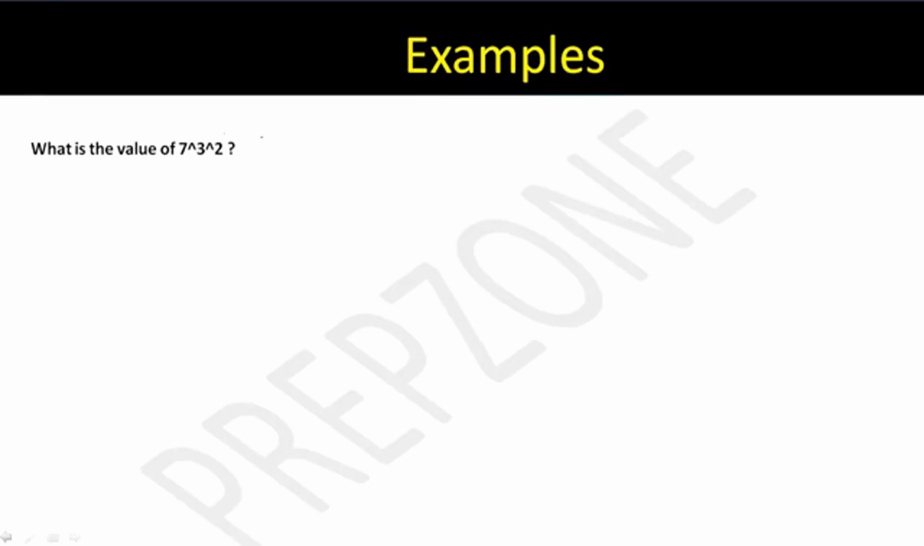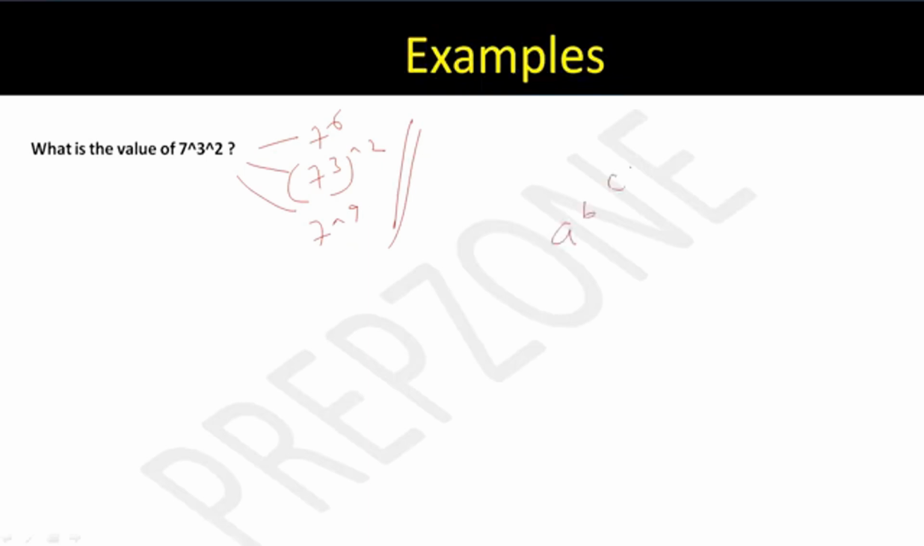What is it? Is it 7 to the power 6, or 7 to the power 9, or 7 cubed to the power square? I think there can be only 3 values, right? 7 to the power 6, 7 to the power cube whole power 2, or 7 to the power 9. There can be only 3 options in my opinion. So which one? Perfect, guys. So let's learn. The final answer is 7 to the power 9.